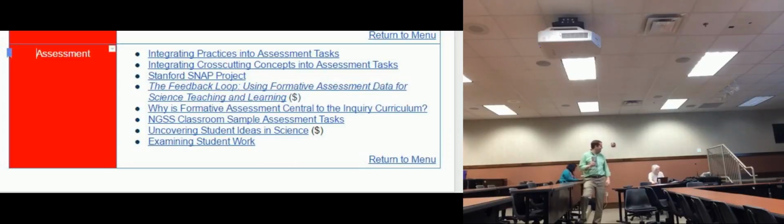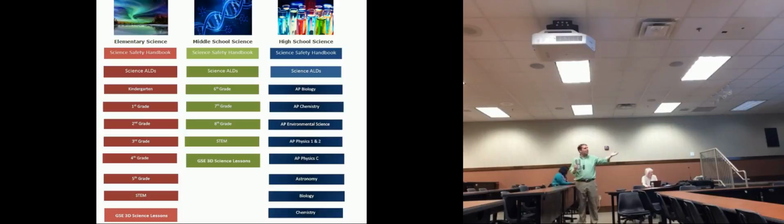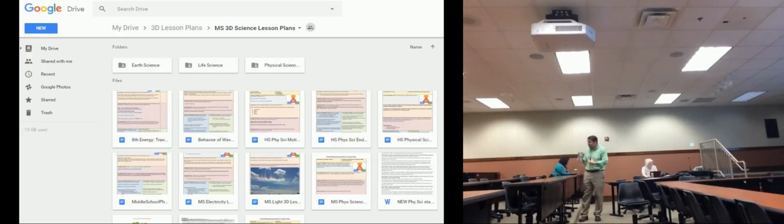Now click on science, and then scroll down to the bottom. So click on the middle school one, the green one there in the middle. And when you go into the folder there, there are lesson plans that are there ready to go. Some of them have been vetted. Some of them at this point have not.